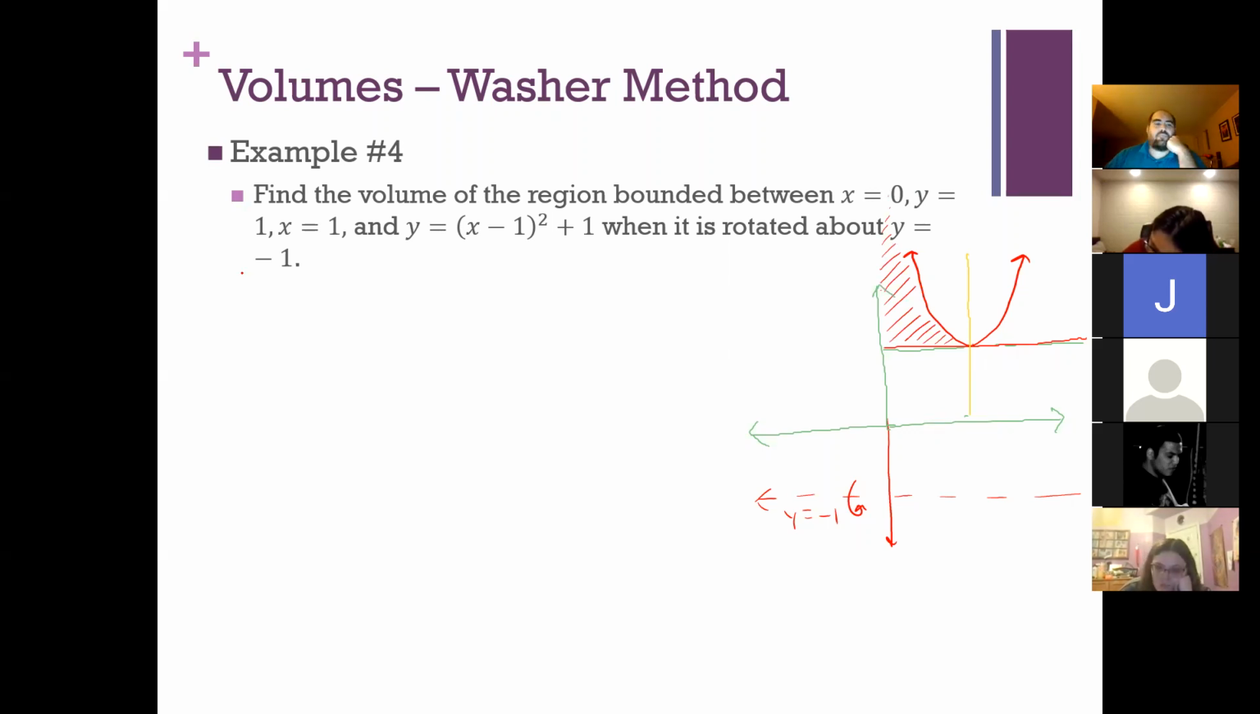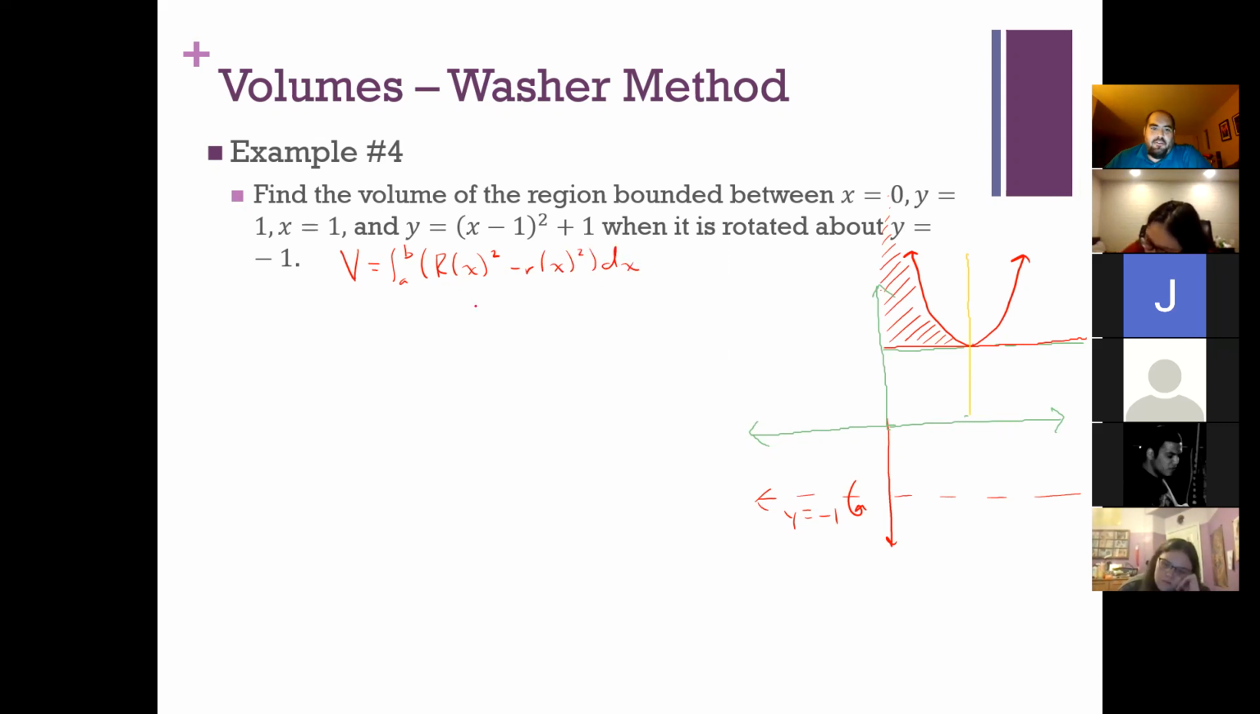Let's see. Let me ask this question first. I think most of you have probably already thought about this, but what is our independent variable going to be? X. It's going to be x, right? Now, how do we know that? Because it's rotated around something parallel to the x-axis. Absolutely, that's it. We're going over a horizontal line.